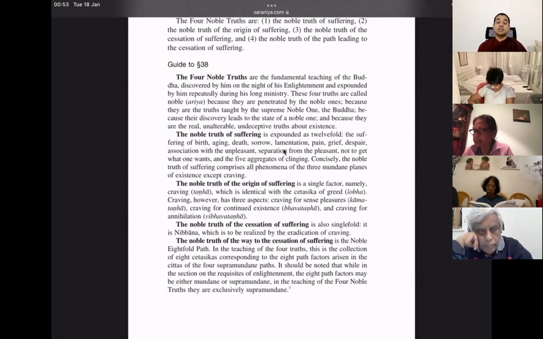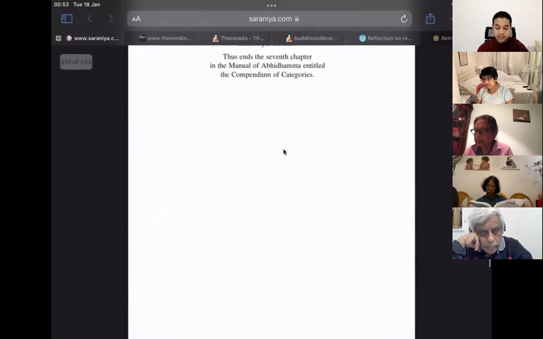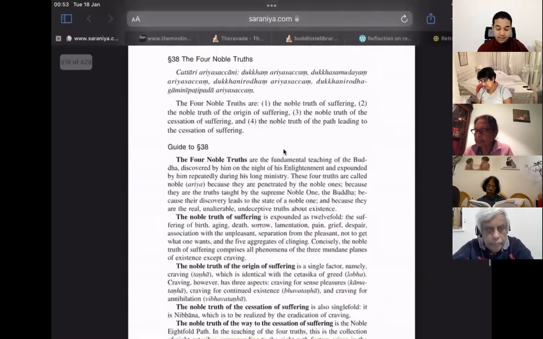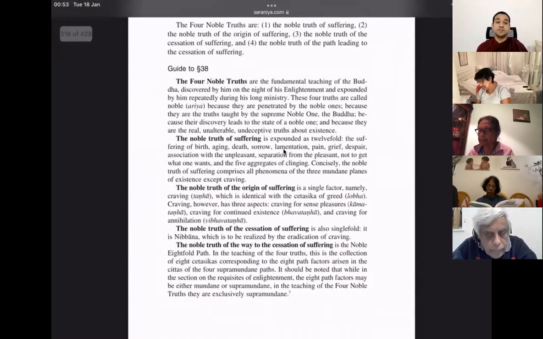The noble truth of suffering is expounded as 12-fold, right? Could you also, is there a chart following? No, there is no chart. Please highlight this section as well, please. Again, Dhamma Sangani, this will arise, right?